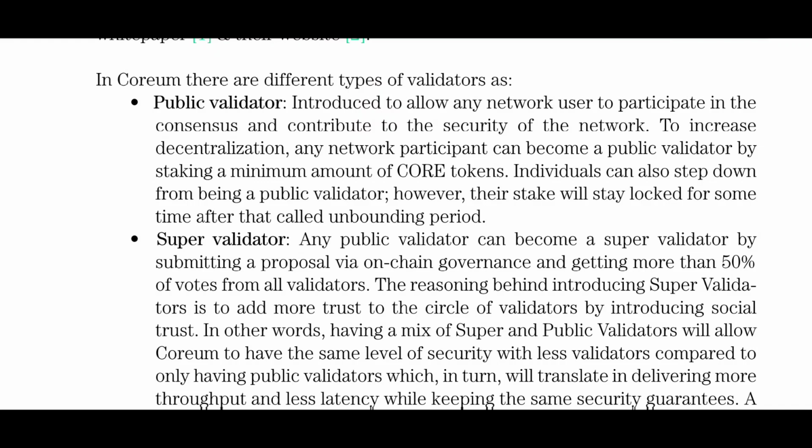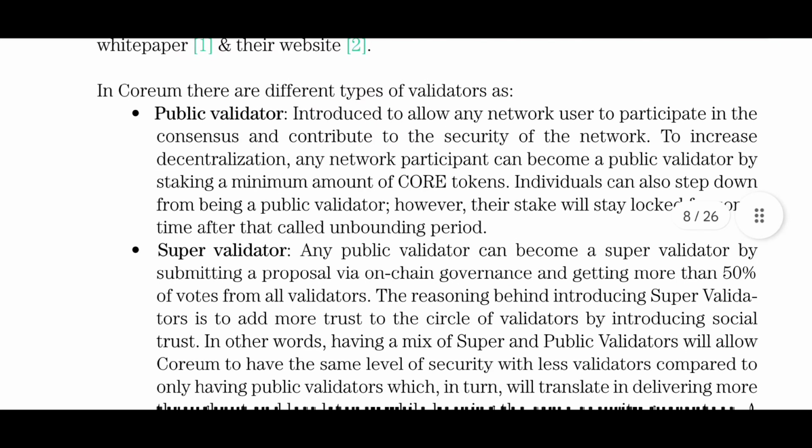So then there's the validator. So the public validator is introduced to allow any network user to participate in the consensus and contribute to the security of the network. To increase decentralization, any network participant can become a public validator by staking a minimum amount of core tokens. Individuals can also step down from being a public validator, however their stake will stay locked for some time after, called the unbonding period.